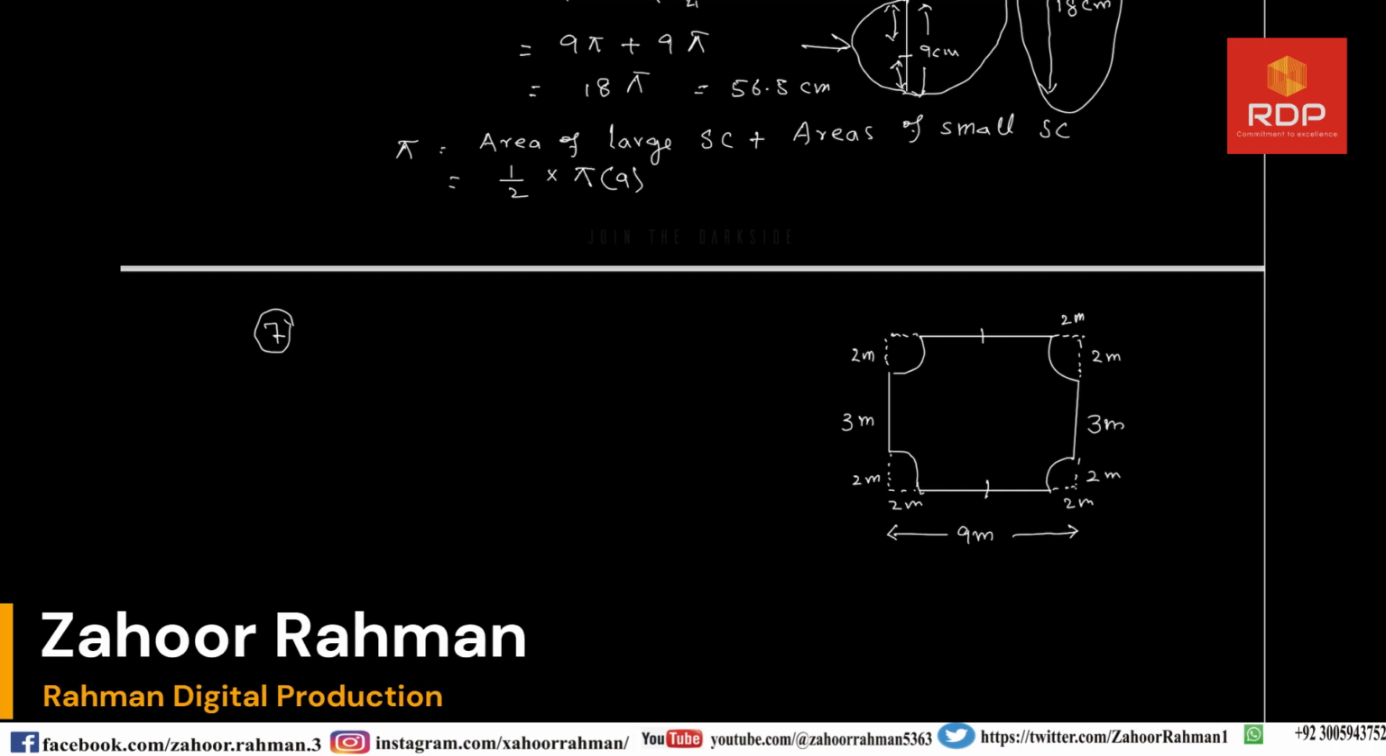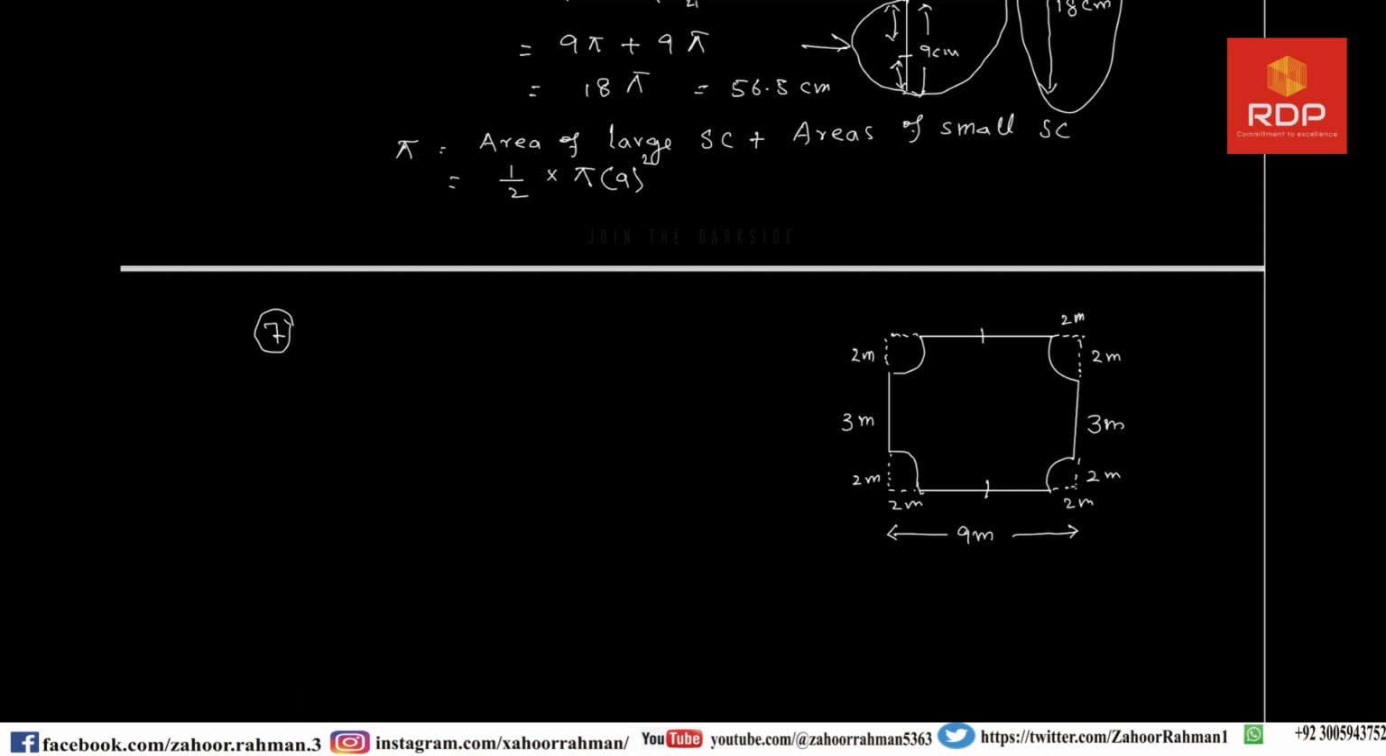into 9 whole square, because the radius of the large semicircle is 9, plus pi into 4.5 whole square. The 9 when divided by 2 will be 4.5 because of the two small semicircles. And when we calculate all these values, 191 centimeter square will be the answer.